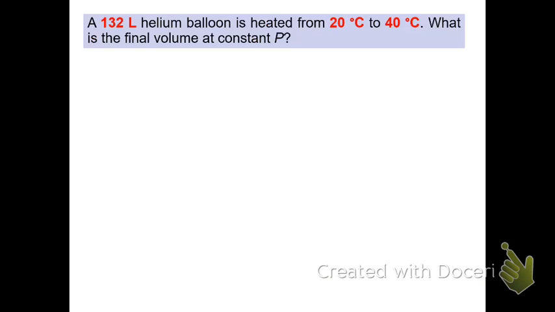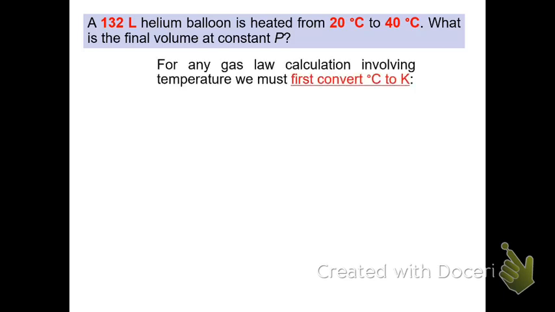All right, let's look at an example here. A 132 liter helium balloon is heated from 20 degrees Celsius to 40 degrees Celsius. What is the final volume at constant pressure? We're given temperature in degrees Celsius, so the first step is to convert degrees Celsius to kelvins. Converting degrees Celsius to kelvins is pretty simple. All you have to do is add the number 273.